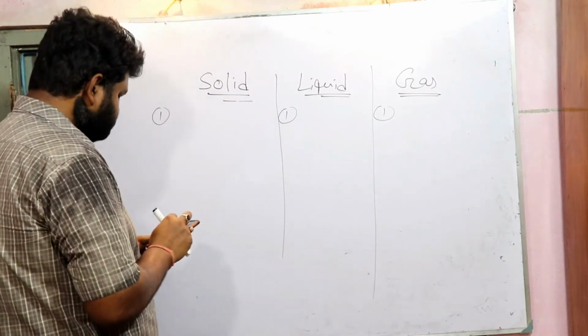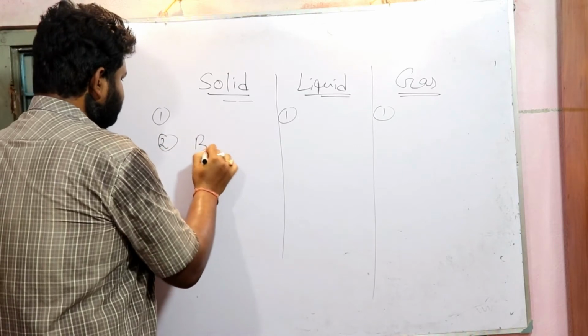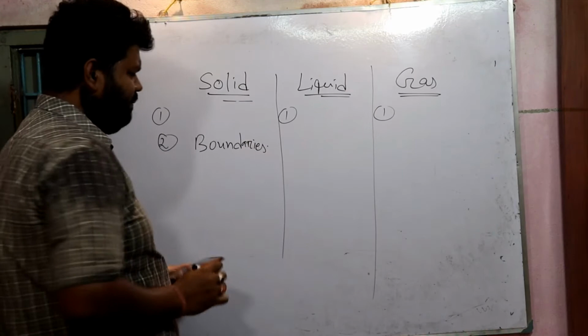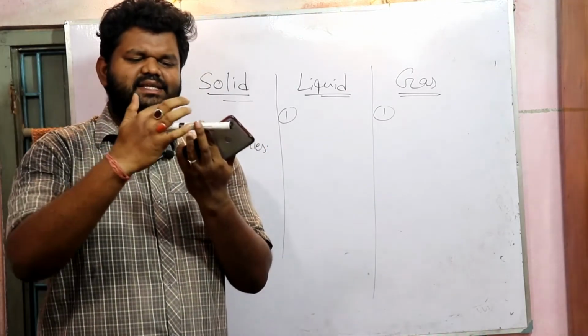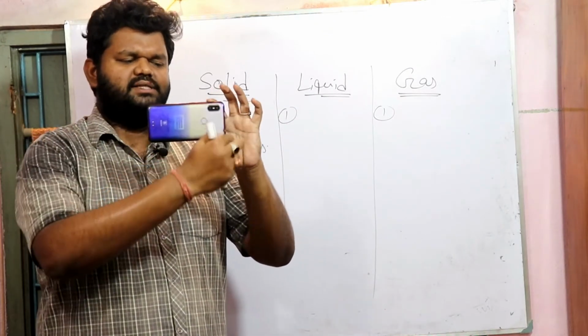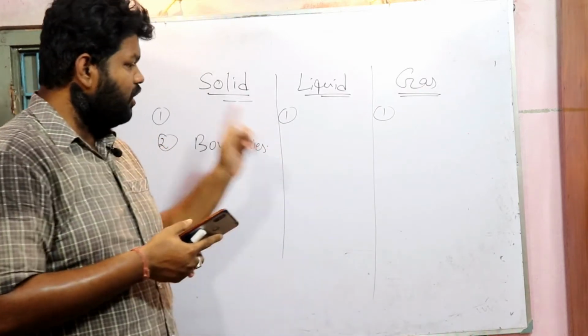Number 2, distinct boundaries. Okay, that means if we are considering this pen only, then you can clearly see that this mobile also has a distinct boundary. But in case of water, there are no definite boundaries.